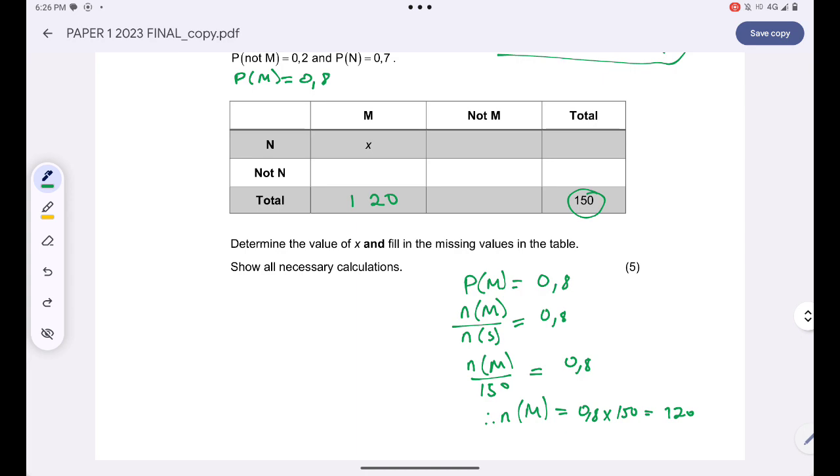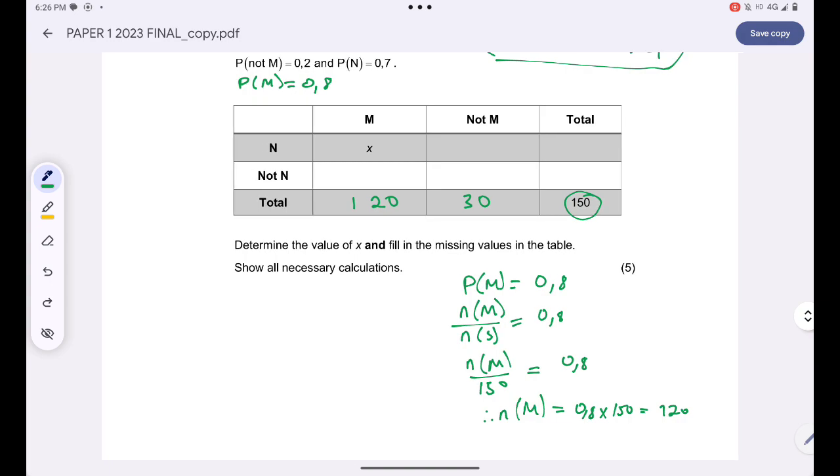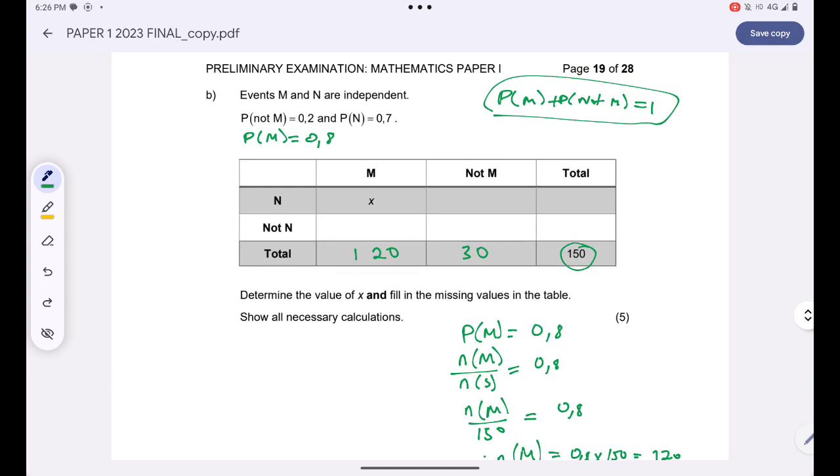Are we together? And then that means for not M, I'll simply have 30, because 120 plus 30 should give me 150. Okay, and then what else do I know? Remember that, guys, I was told that events M and N are independent.